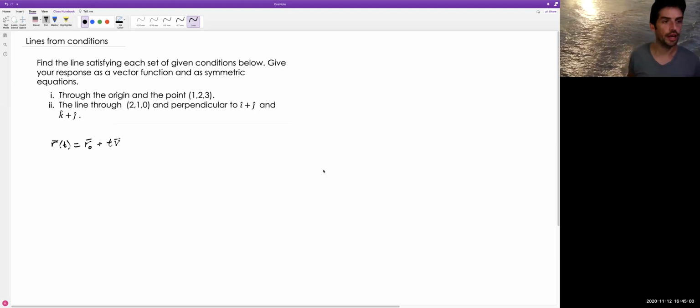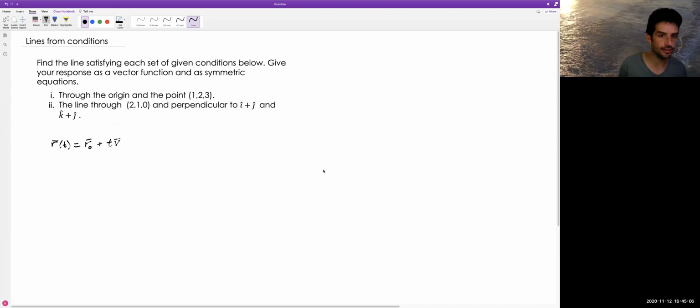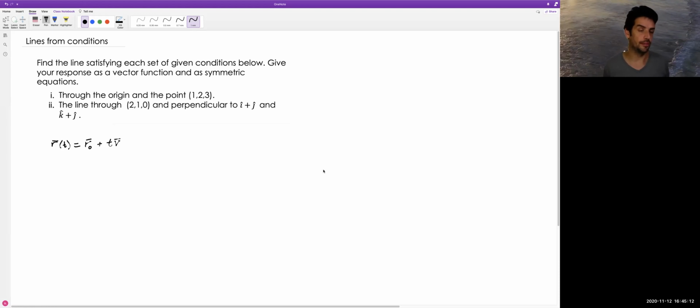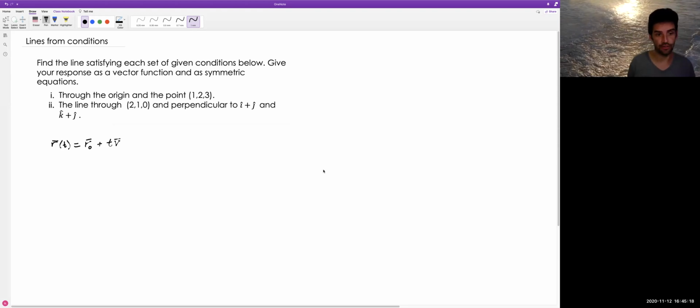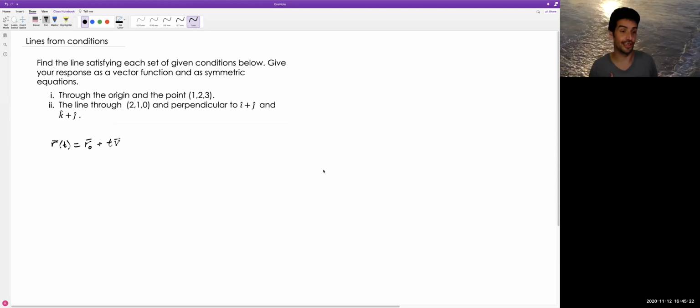Hello, everyone. So we're going to do another example. We're dealing with lines in three-dimensional space in this case. And so there's two problems here. In both problems, we're given some conditions and we want to find lines that satisfy those conditions, okay? So we're just finding a line for which the things that they're saying are true.